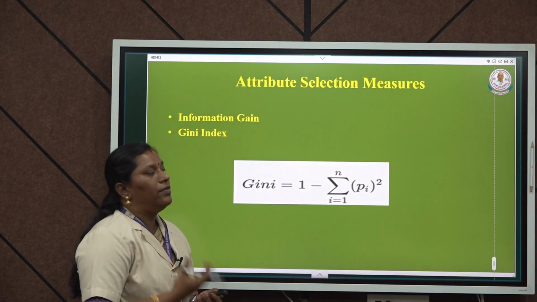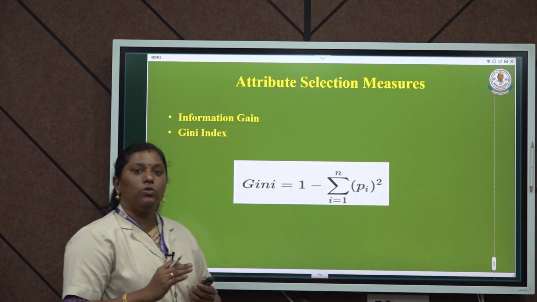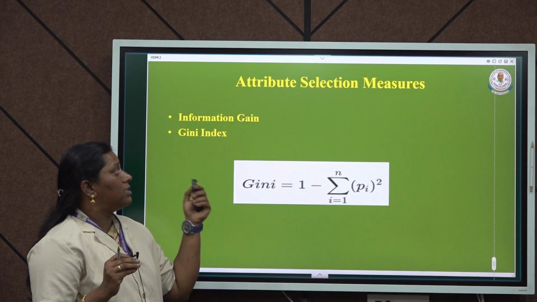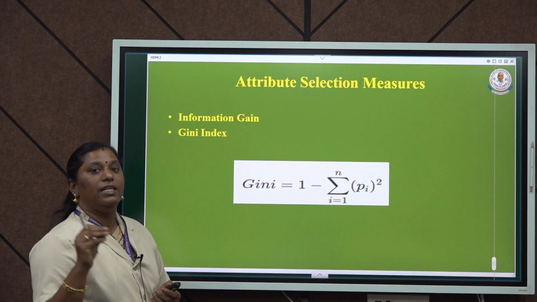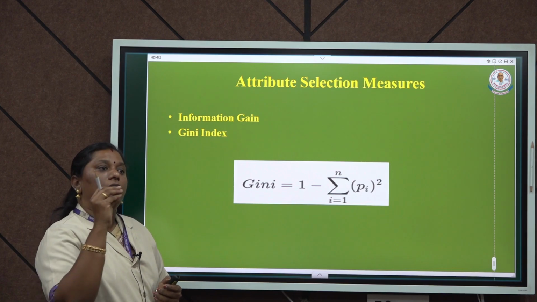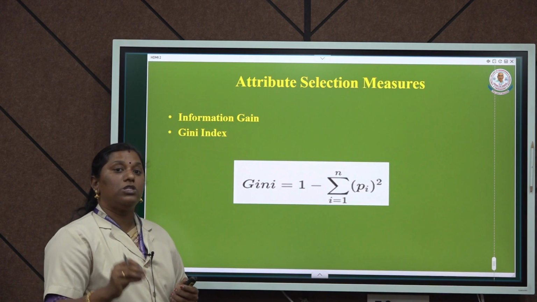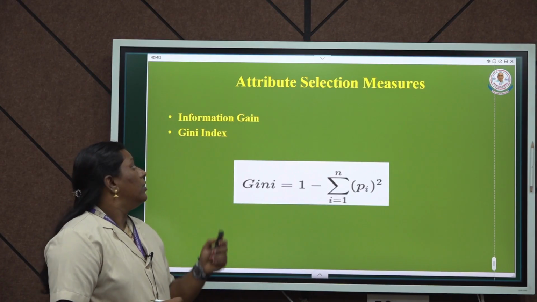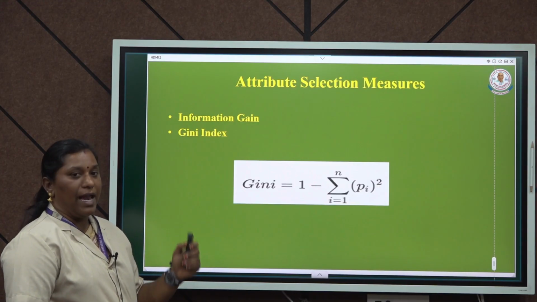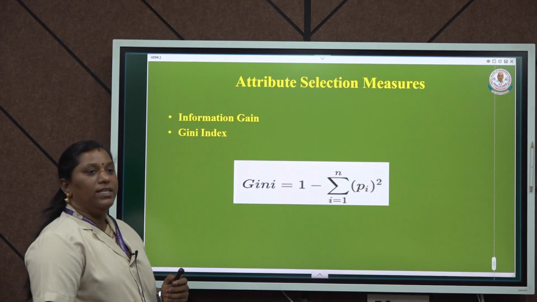Next, regarding the attribute selection measure, one of the important purposes for which we use it in the decision tree is to find out which attribute the node will hold. The attribute will be chosen based on this attribute selection measure. Usually the attribute selection measure for a decision tree will be calculated by using these two methods. One is information gain and the other one is Gini index.